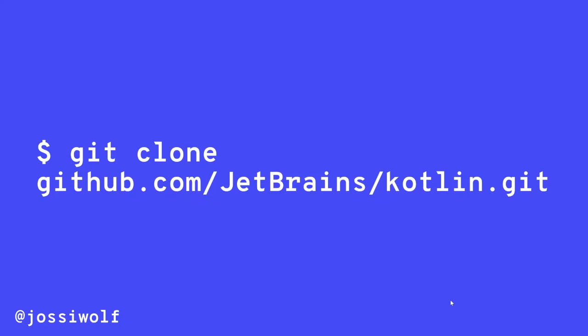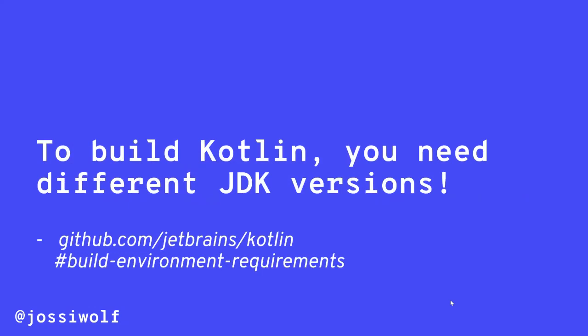So the first step I really want to call out is that I cloned the Git repository, and then I got to work with it. Number one: to build Kotlin, you actually need different JDK versions, ranging from, I think, JDK 1.6 to 1.9. You need to install them all side by side, which can be a bit of a pain, so be aware of that. There are also some details about it listed in the Kotlin repository README.